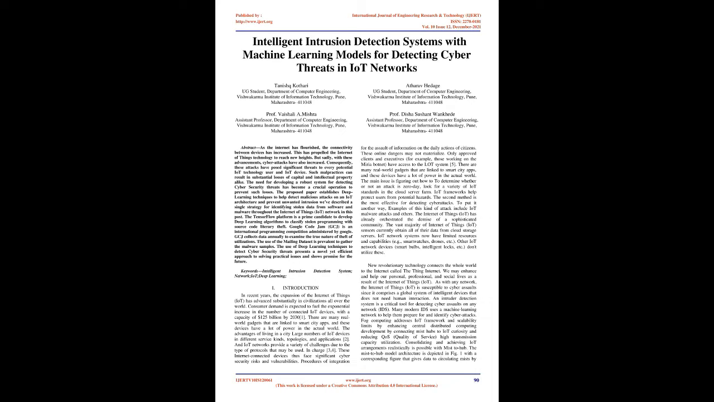We've described a single strategy for identifying stolen data from software and malware throughout the Internet of Things, IoT, network in this post. The TensorFlow platform is a prime candidate to develop deep learning algorithms to classify stolen programming with source code literary theft. Google Code Jam, GCJ, is an international programming competition administered by Google. GCJ collects data annually to examine the true nature of theft of utilizations. The use of the mailing dataset is prevalent to gather the malware samples.